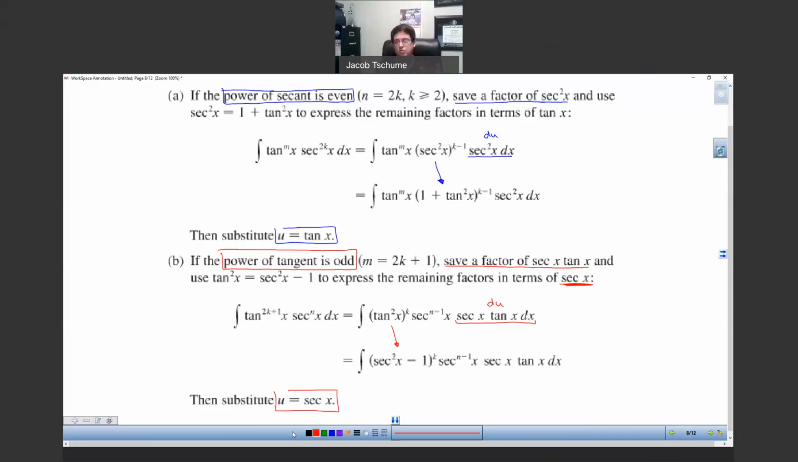These are the only two strategies that have to do with tangent and secant. If secant is even, break off secant squared. If tangent is odd, break off secant and tangent. If it's both, you can do either one. Once again, I would focus on the smaller power there. And if you have an even tangent and an odd secant, that's not something we know how to do just yet. We'll get into that in a later section.